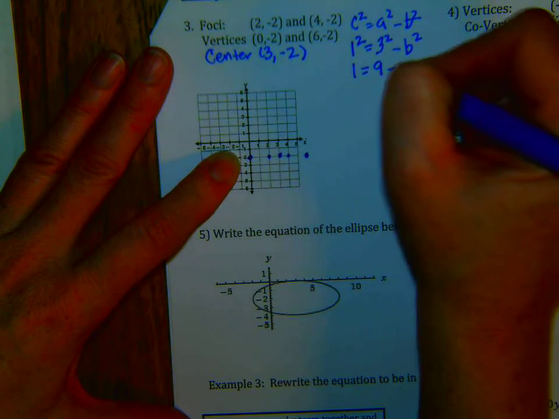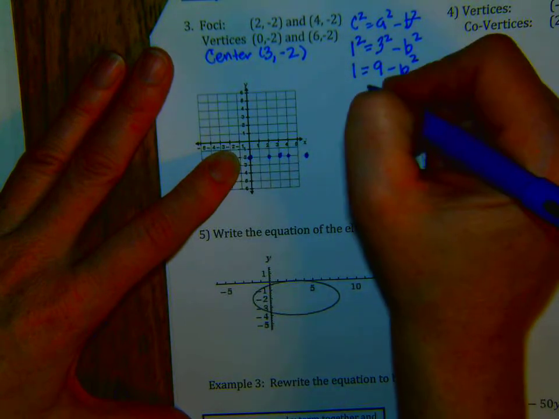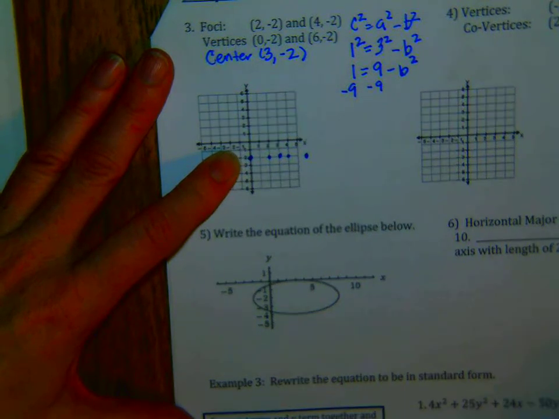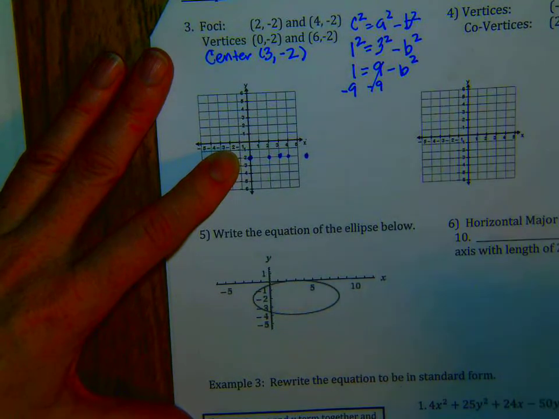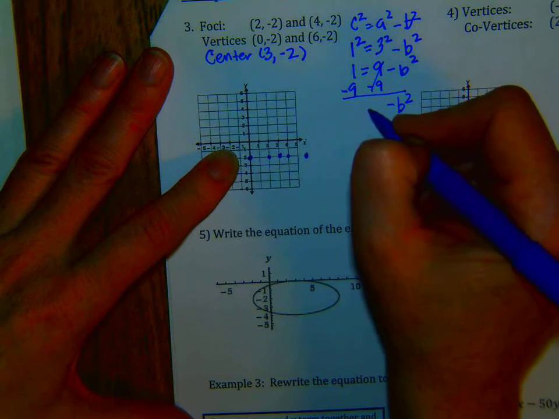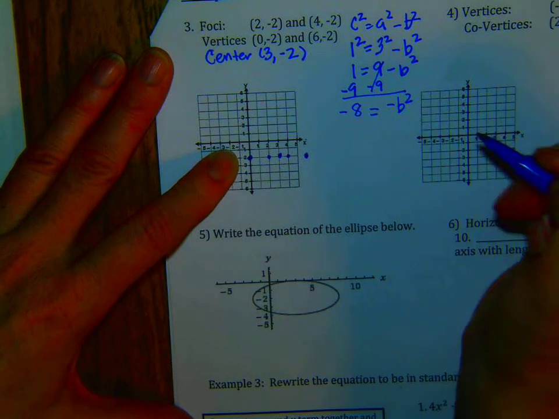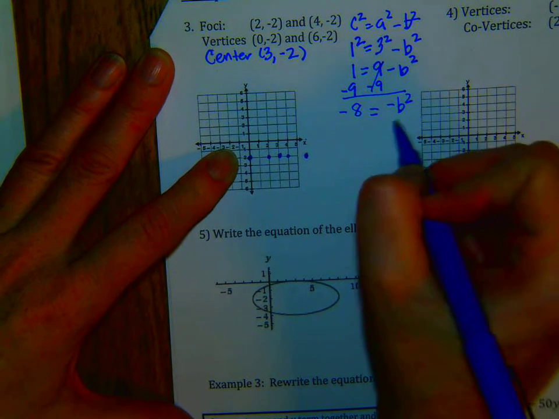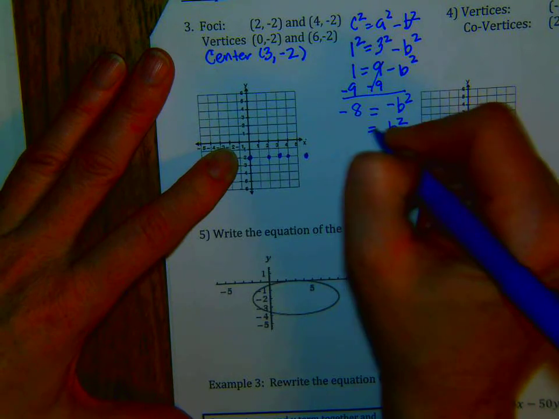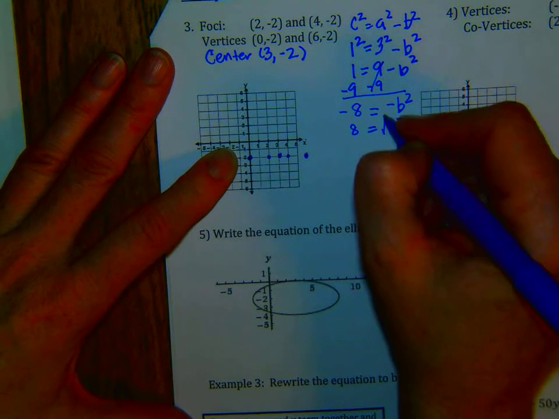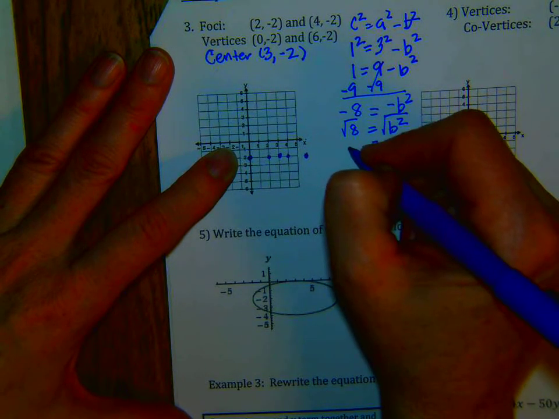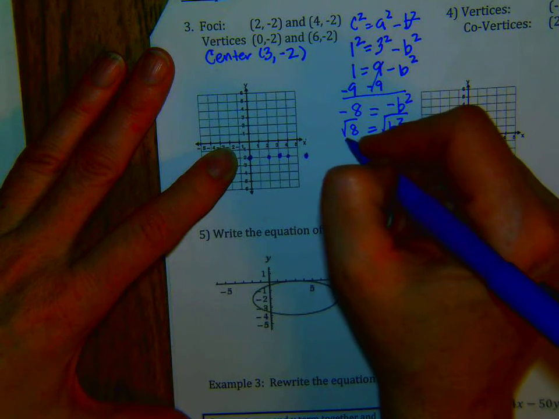Okay, solve for b. Minus 9, minus 9. We're just using algebra, taking 9 from both sides. Negative b squared equals negative 8. Let's divide both sides by negative 1. Solve for b squared. We're just using algebra. b squared equals 8. Solving again, take the square root of both sides. b equals the square root of 8, which I can divide up into radical 4 times radical 2, which is 2 radical 2.